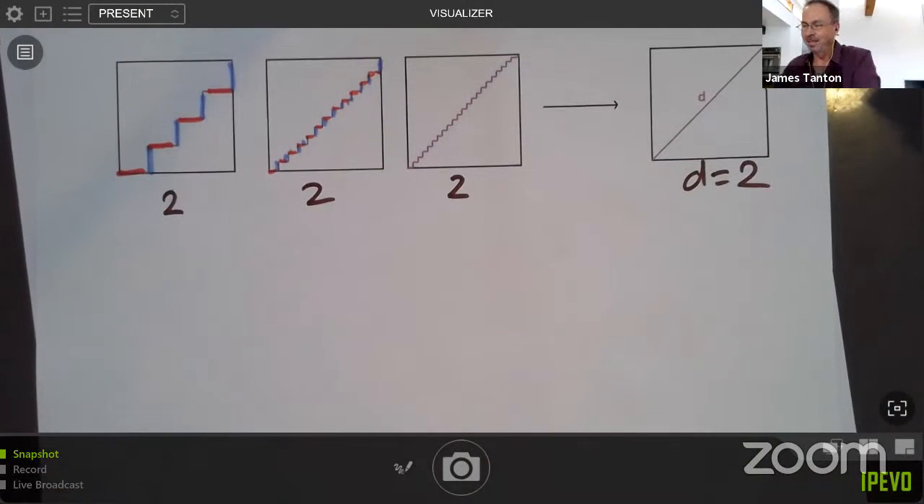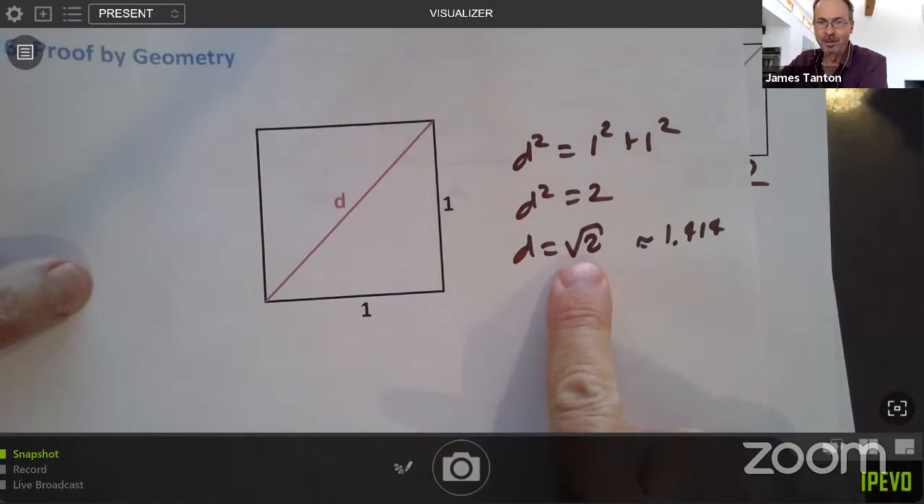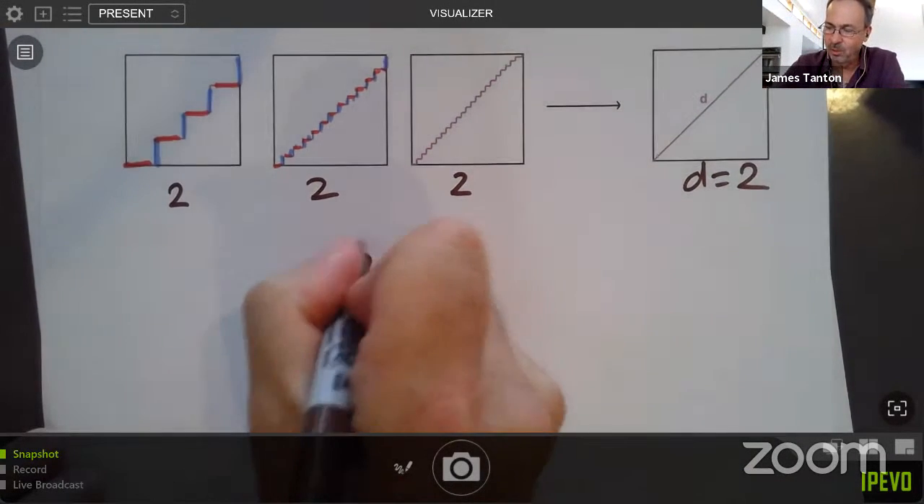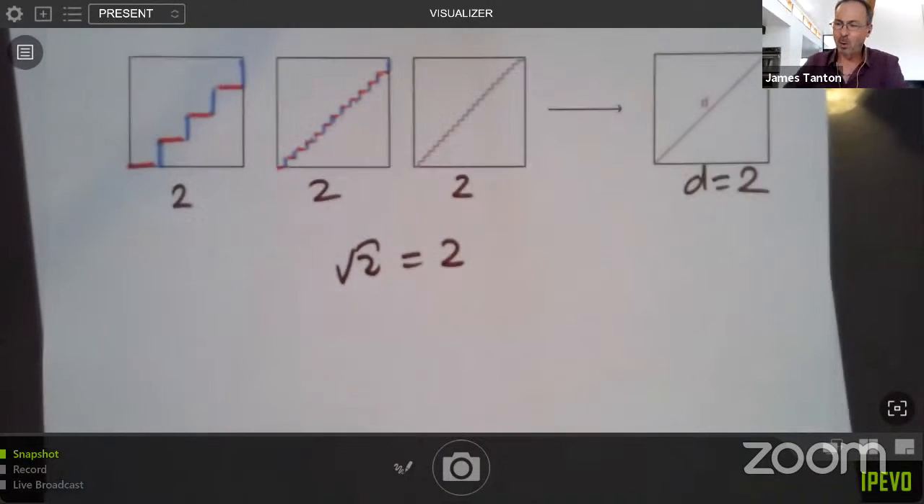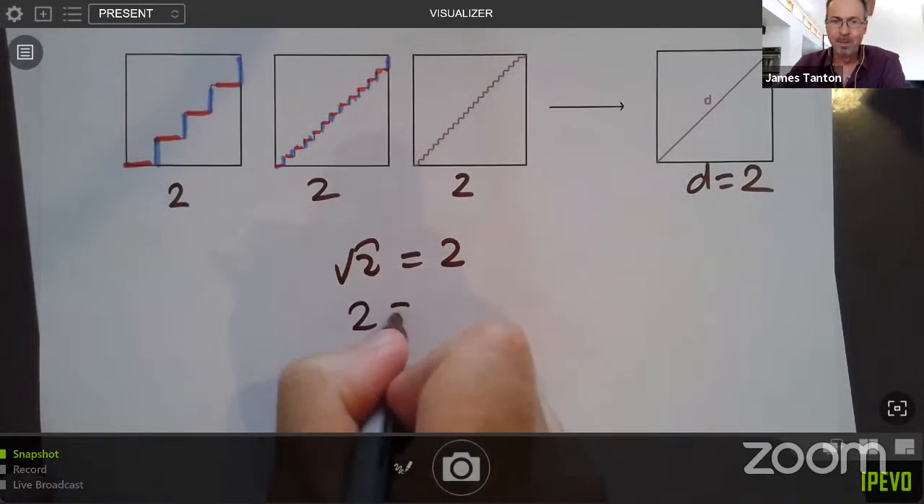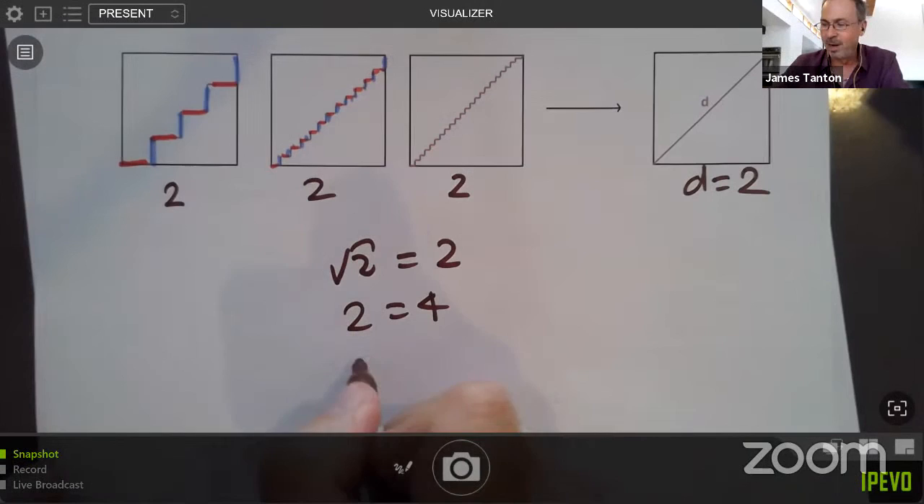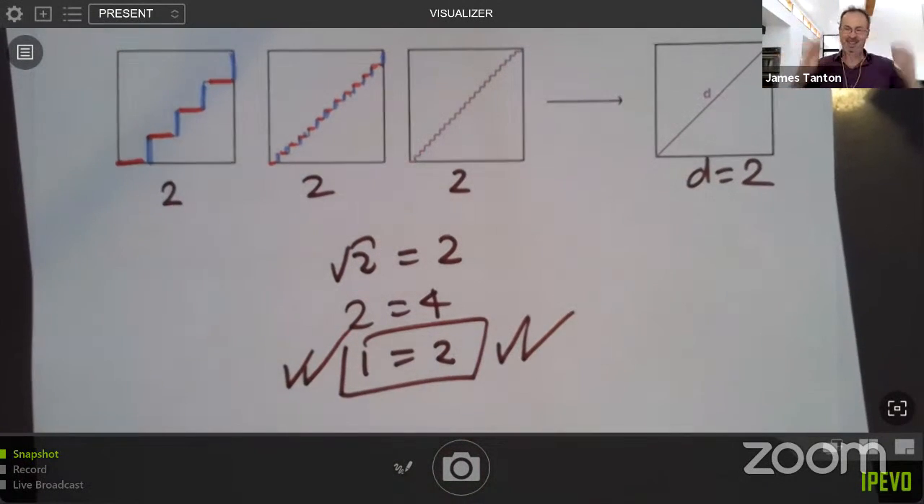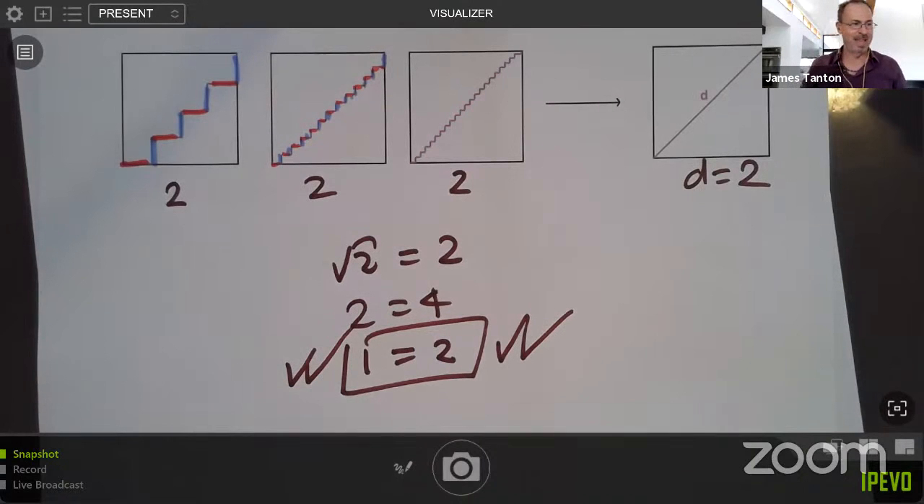So my previous answer, square root of 2, is the same as that answer, 2. Therefore, I deduce that square root of 2 is the same as 2. Let me square both sides. 2 is the same as 4. Divide both sides by 2. 1 equals 2, and I've got it. Woo! Proof number 6 did it. Halfway there, and we finally got there.